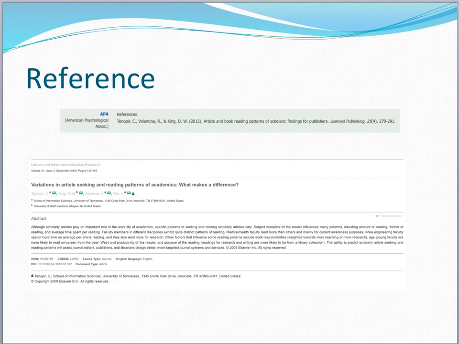We have another example of a reference, not in APA style anymore, but as an output from a database. In this case, the source, meaning the journal name, is Library and Information Science Research, and then we have volume 31, issue 3, September 2009, and pages 135 to 148. Then we have the title of the work, Variations in article seeking and reading patterns of academics: What makes a difference. Then we have the authors' names: Tenopir, King, Spencer, and Wu.